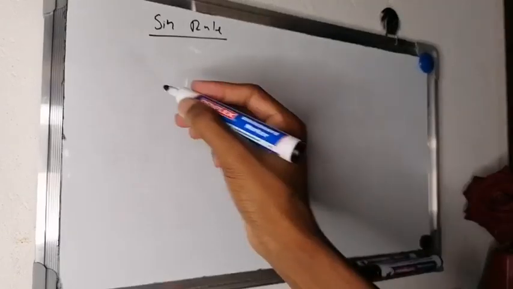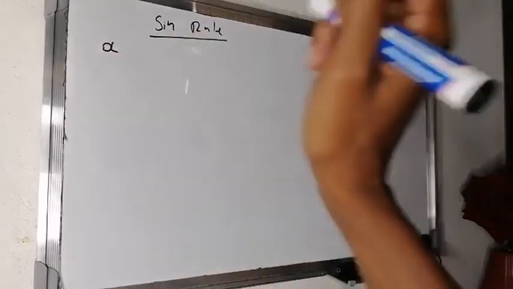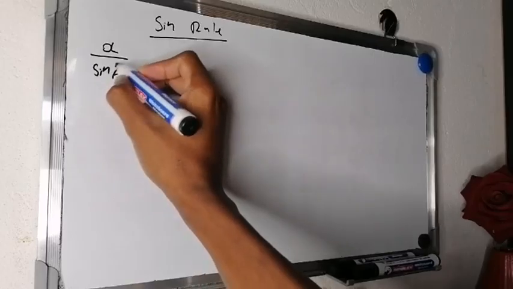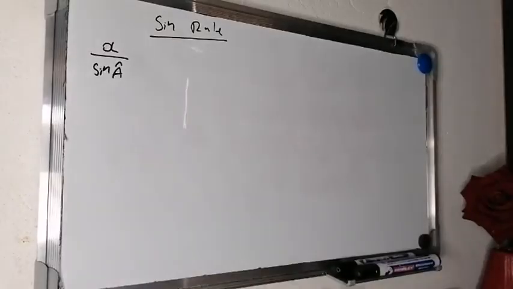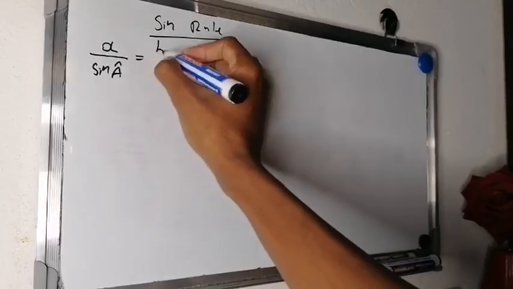Please pay close attention. When we talk about the sine rule, we talk about this formula: side A divided by sine A. I want you to memorize this formula when you'll be writing your physical science. You're going to need this. Side A divided by sine A will be equal to sine.